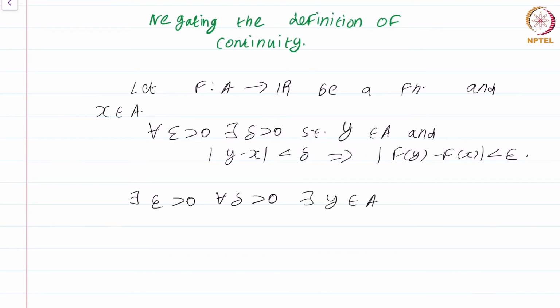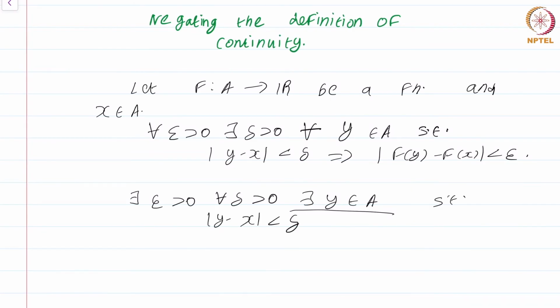So to understand why there exists comes, let me change this and make it for all y. For all y in A such that mod y minus x less than delta implies mod f of y minus f of x less than epsilon. You will understand why I have phrased it this way. It will become very clear, because only then do you see that there exists y in A such that mod y minus x is less than delta.